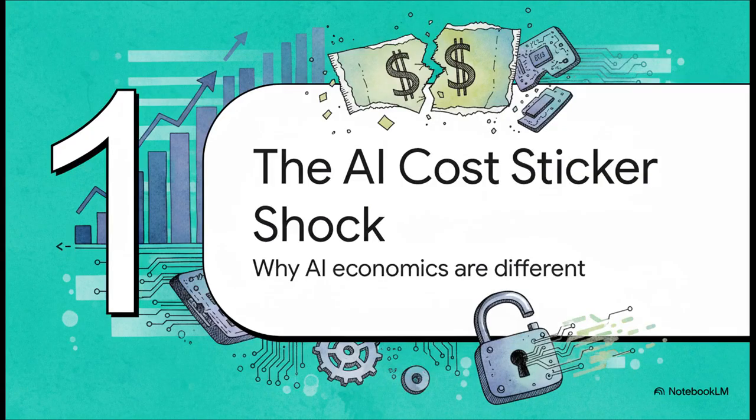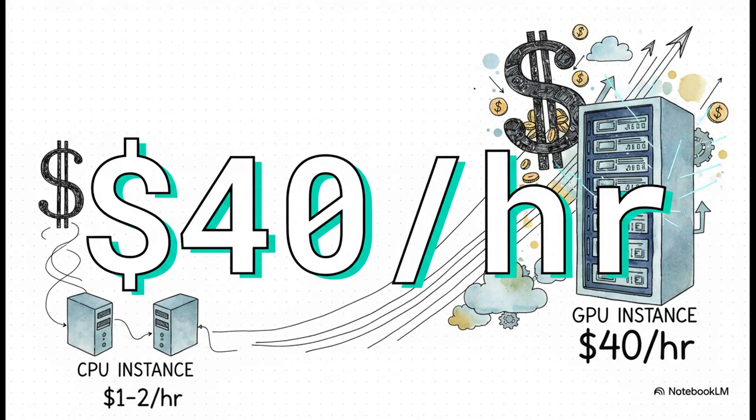So let's start with that feeling, that gut punch when the first AI cloud bill lands. We call it sticker shock, and it happens for a reason. The entire economic model for AI is playing by a totally different set of rules than what most of us are used to. To put a number on it, for a typical server, a standard CPU instance, you're probably used to paying what, $1 or $2 an hour? No big deal. But for a high-end GPU, the kind you absolutely need for serious AI, you could be looking at $40 an hour. That is a massive 20 to 40 times jump in cost before you've even really begun.